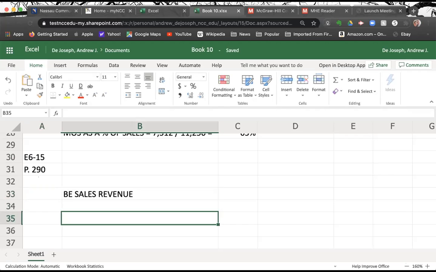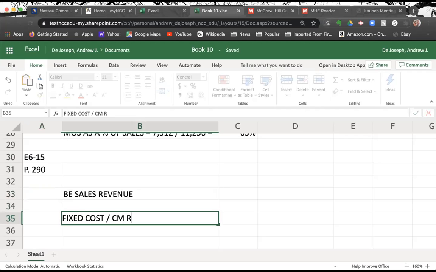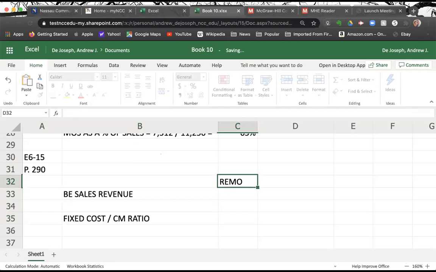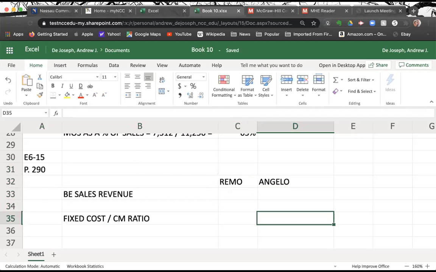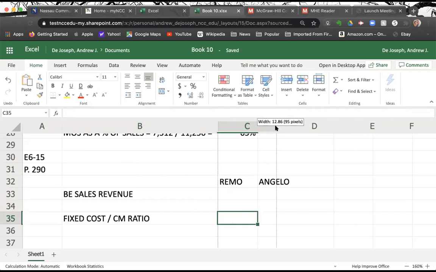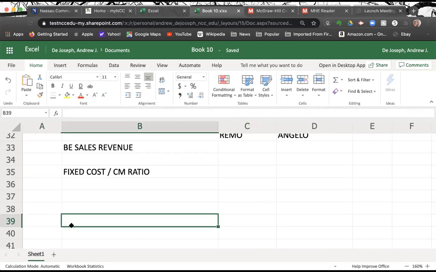So break-even sales revenue, you would do what? You would take fixed cost divided by that contribution margin ratio. Okay, so we got the two companies, right? We got Remo and Angelo. Fixed cost divided by contribution margin ratio. Now first we have to calculate the contribution margin ratio for each company.